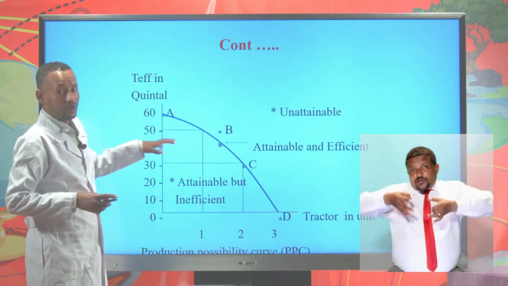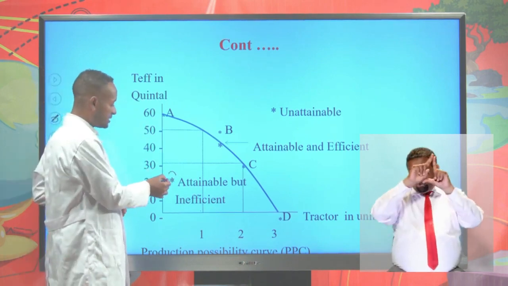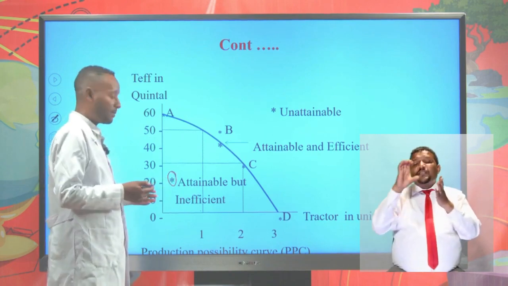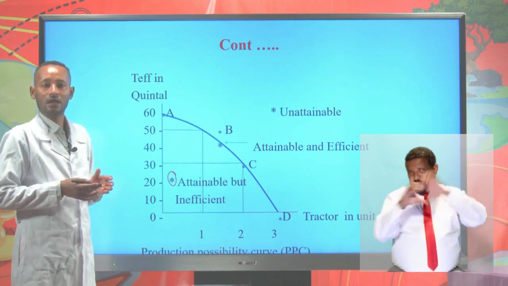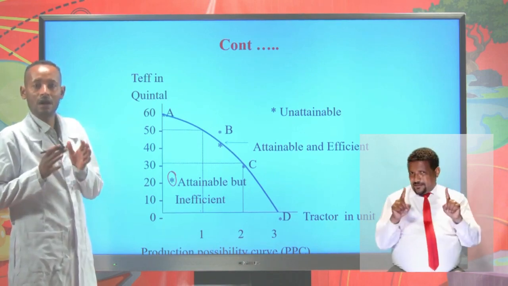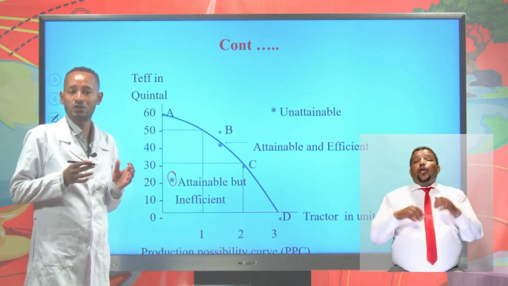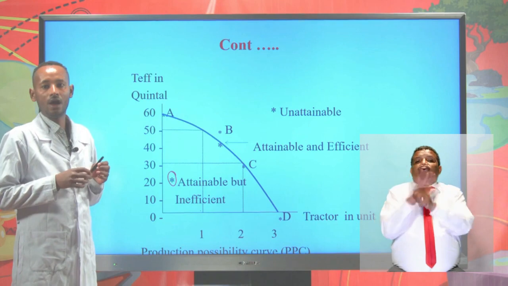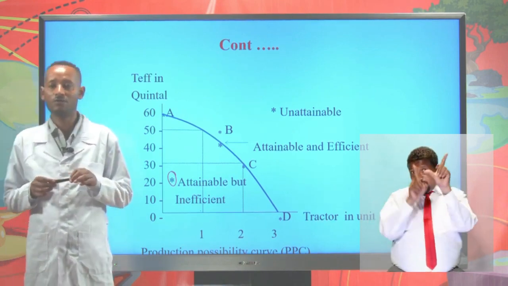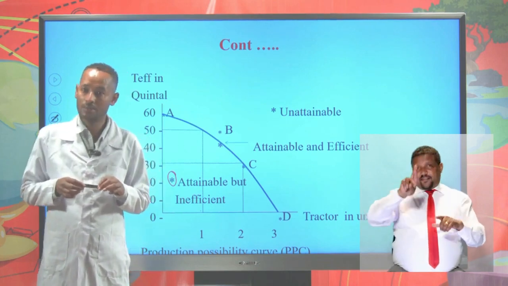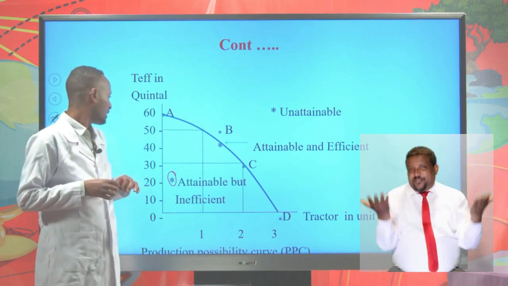Now, from this production possibility frontier or curve, any point inside the PPC represents an attainable but inefficient combination. That means the country can produce, but there are idle resources. The country is not employing all the available resources efficiently. So any combination inside the production possibility curve or frontier represents attainable but inefficient combinations of the 2 commodities.